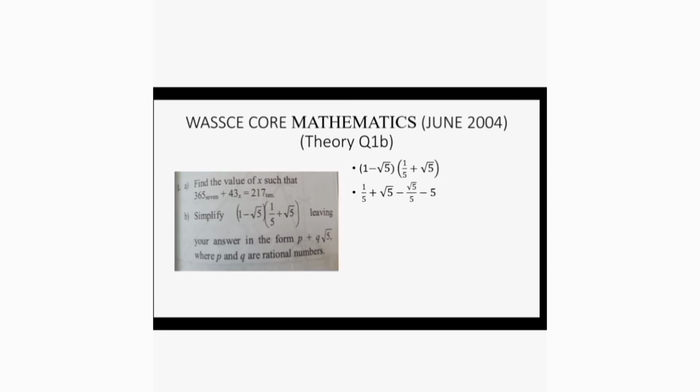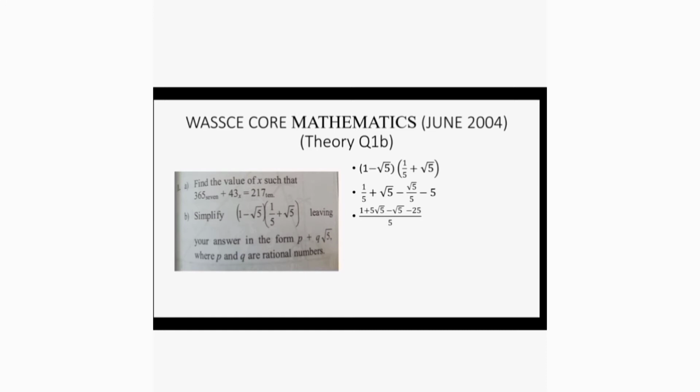Then minus root of 5 times 1 over 5 will give us minus root of 5 over 5. The minus root of 5 times root of 5 will give us minus root 25, which is 5. Now we can find the LCM. The LCM here is 5. So 5 goes into 5, 1 times 1 will give us 1. 1 goes into 5, 5 times root of 5 will give us 5 root 5. 5 goes into 5, 1. 1 times minus root of 5 will give us minus root of 5.